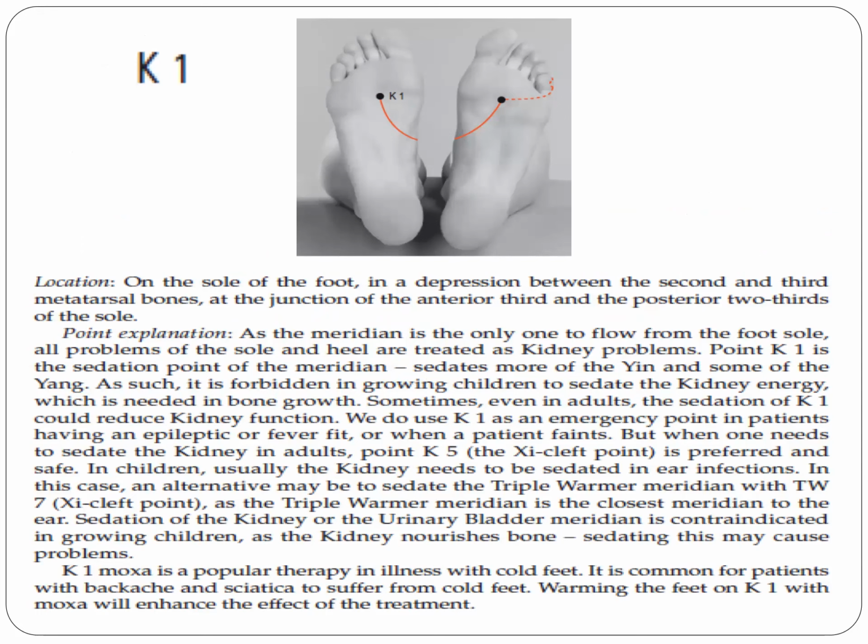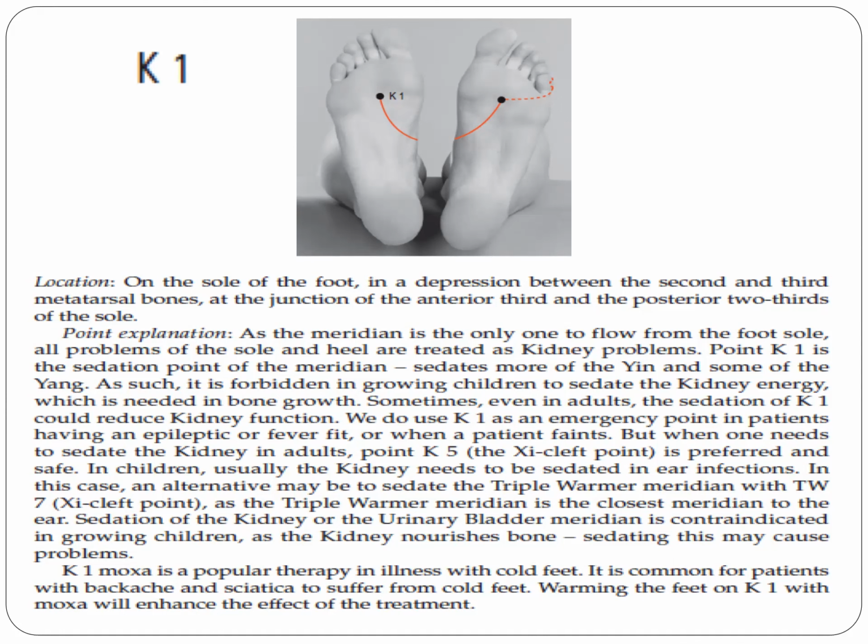Location of kidney 1: on the sole of the foot, in the depression between the second and third metatarsal bones, at the junction of the anterior third and the posterior two thirds of the sole. Point explanation: as the meridian is the only one to flow from the foot sole, all problems of the sole and heel are treated as kidney problems.